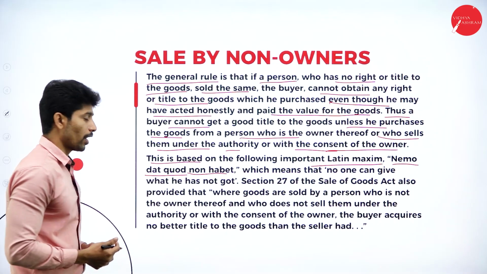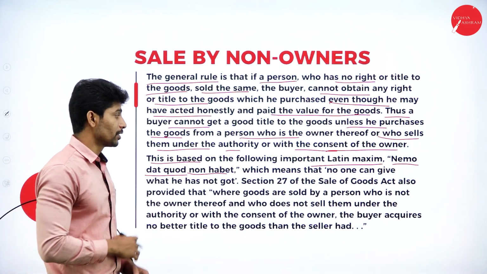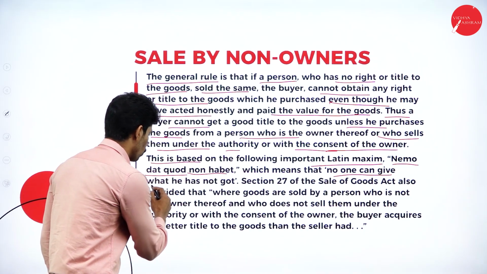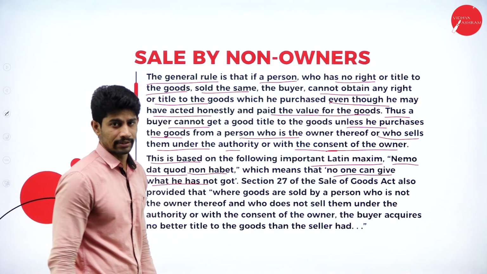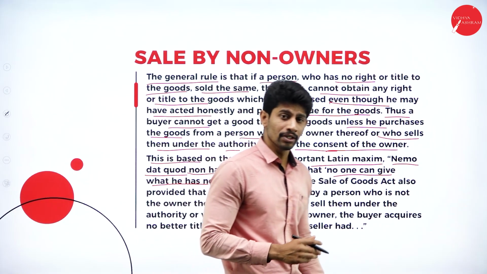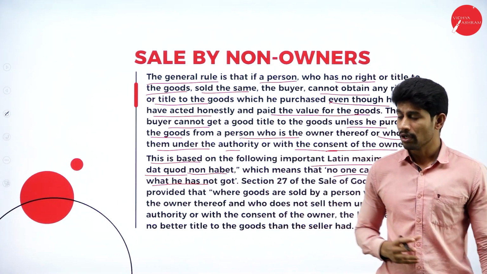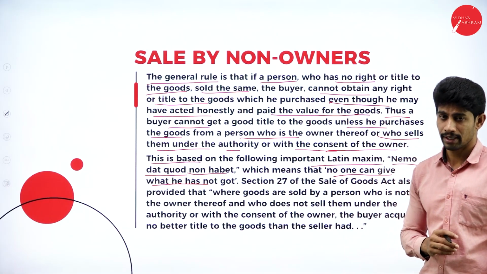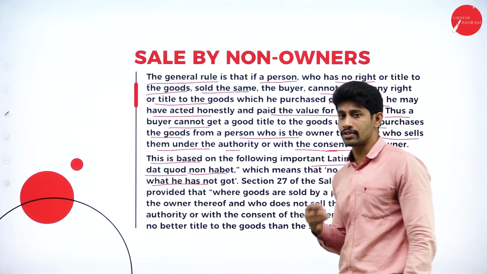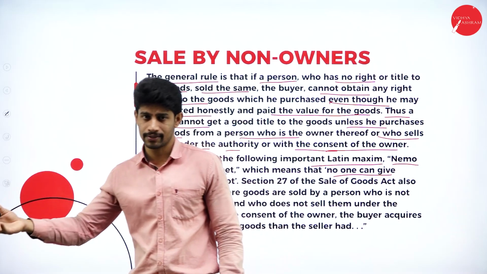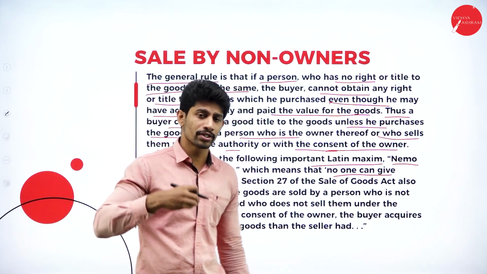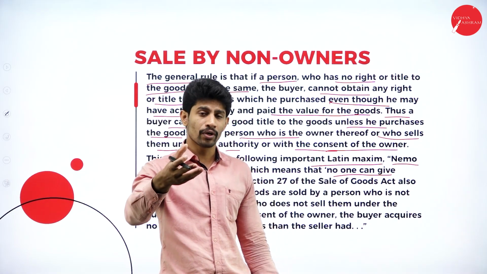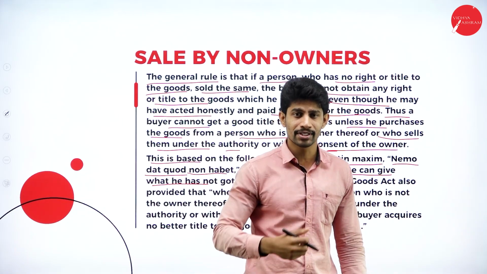Nemo dat quod non habet, which means no one can give what he has not got. So if you have not received it yet, how can you give it to someone else? If you have not received the ownership, how can you give it to someone else? If you get the ownership, then easily you can transfer it to someone else.